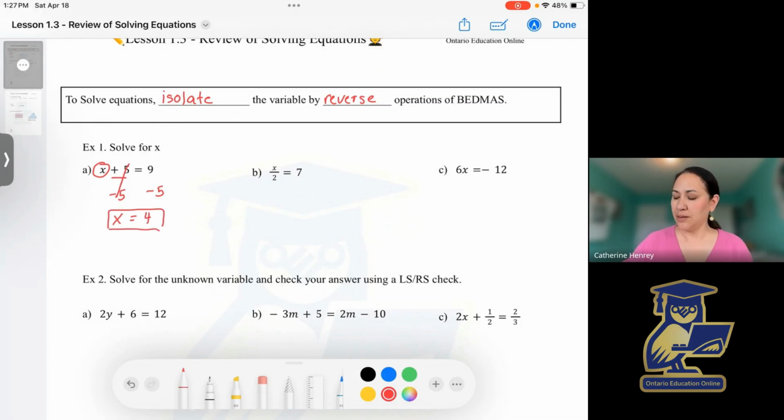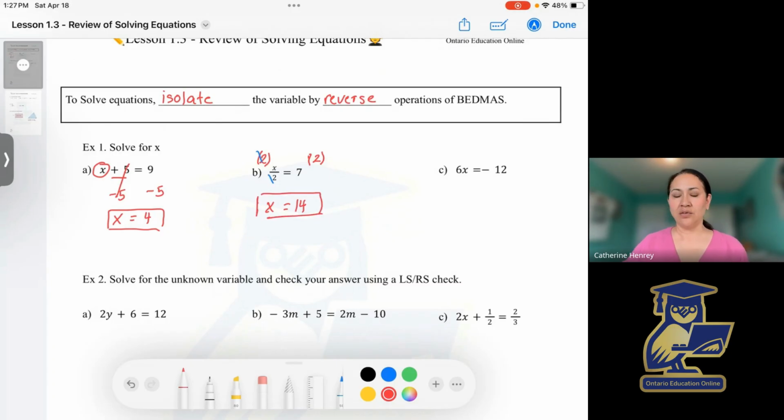So quick, simple step. Okay, for b, I have x divided by 2. The reverse of division is multiplication. So I will have to multiply by 2 on the left, and I have to multiply by 2 on the right to keep everything balanced. The 2's will cancel. I'll be left with x. And then I simplify 7 times 2, which is 14. So again, quick single steps.